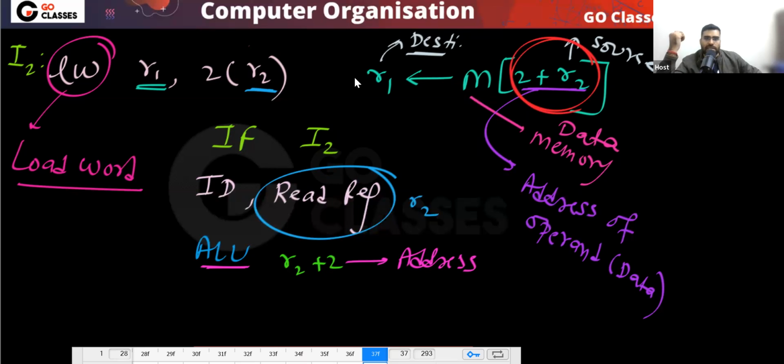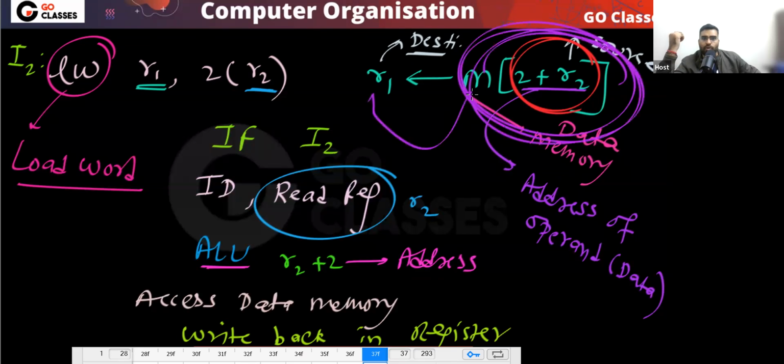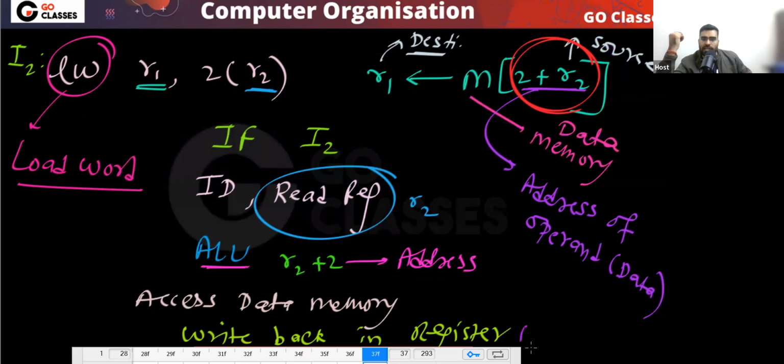With this address, you will access the data memory. Correct, right? From the data memory you will get this data, and finally you will write it back into the register. Whatever data you got, you will put that in R1. So accessing data memory means M of R2 plus 2.